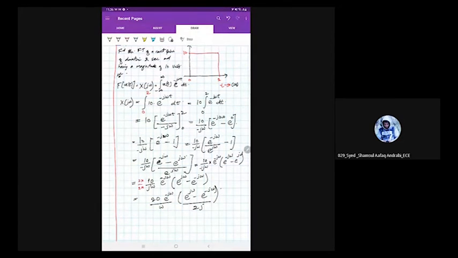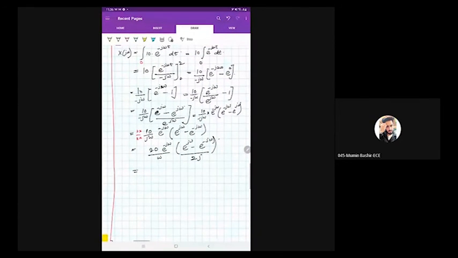Mumin, you tell me, 45. What is the next step I should write down now? What do I have to write after this? I have e raised power j omega minus e raised power... But sir, above we had e raised power minus j twice omega. Where was twice omega? Above, here? Yes sir, we split it, right? We have split it. Okay sir. That is what we have done.